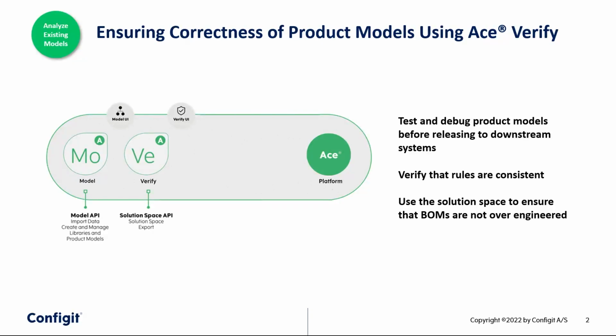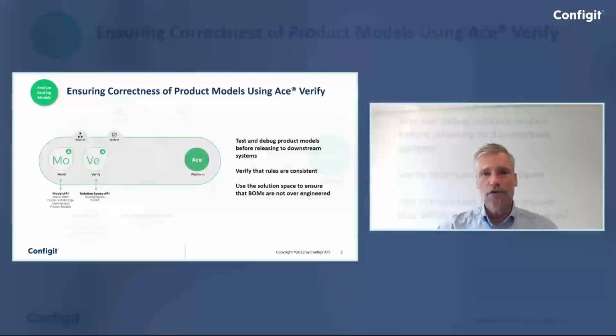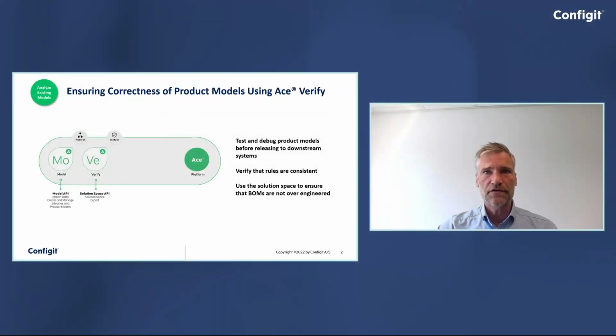So first, we'll look at how you can test and debug the behavior of a product model in the debugger in ACE Verify. The next thing we'll look at is how you can verify that the rules in the product model are consistent and don't contradict each other. And this is especially important if you import rules from different sources. And finally, we look at how you can use the solution space to gain insight about your product model, for example, to ensure that the product model is consistent with respect to your bill of materials.